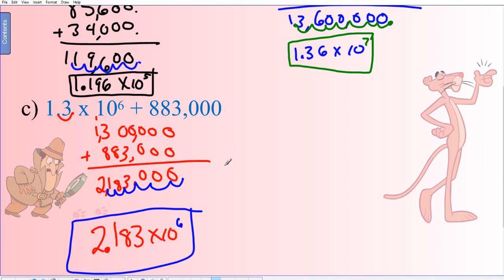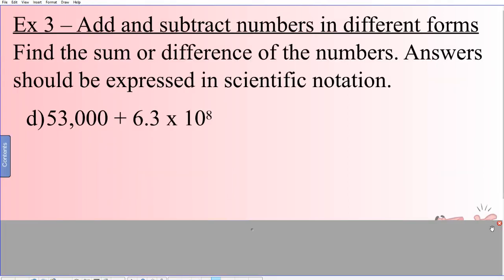You have to have them in the same form to add. My preferred method probably here is standard form, and I think that's probably true for most students as well. Okay, got it. One more for me, two more for you.